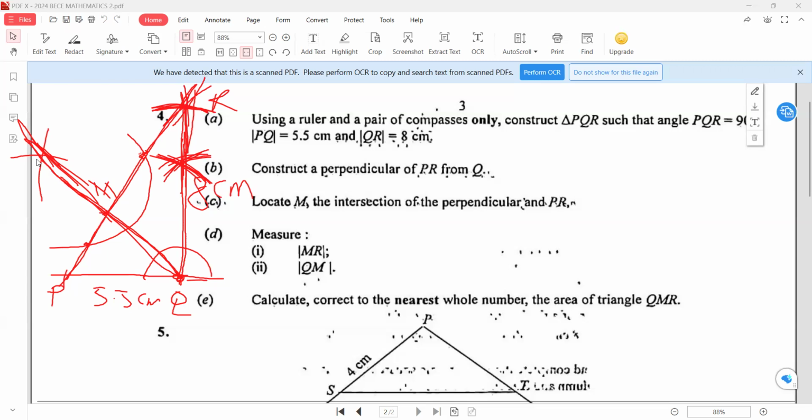Measure MR from M to R. I use my rule to measure. Measure QM from Q to M. I use my rule to measure. Then I've been asked to find the area of the triangle QMR.